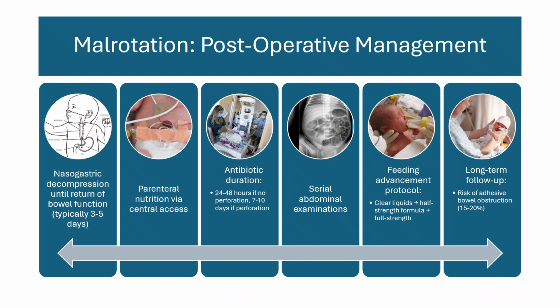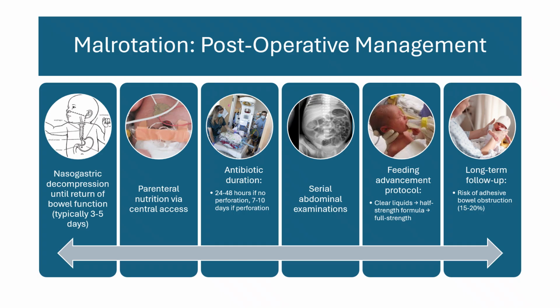Parenteral nutrition via central access becomes essential during this recovery period. These infants often require several days to weeks of TPN while bowel function normalizes. Central access is preferred over peripheral because the anticipated duration exceeds what peripheral veins can safely support.